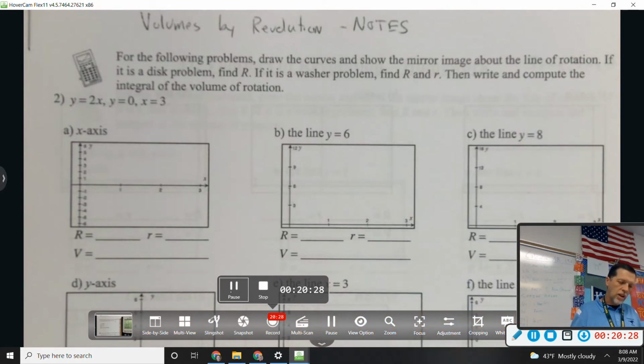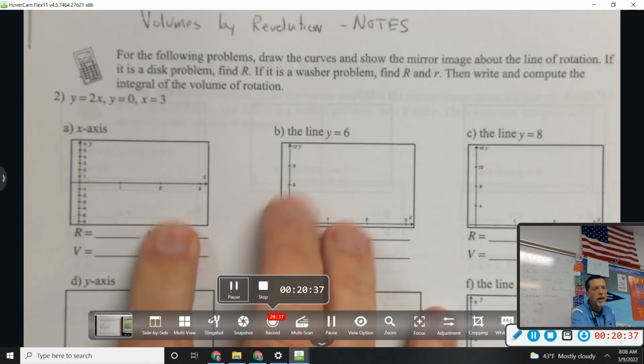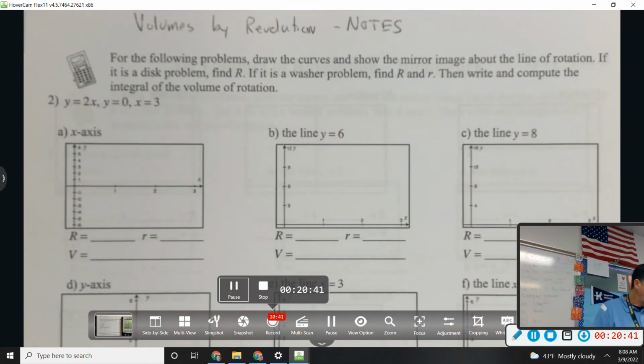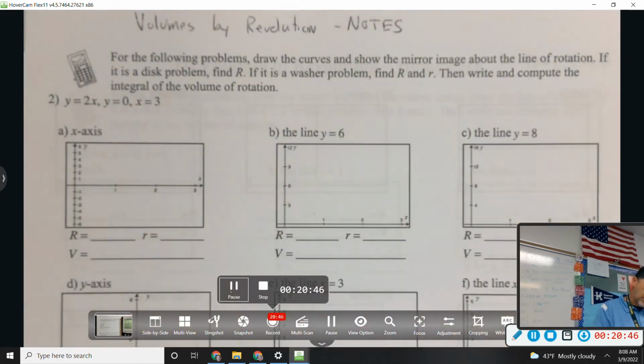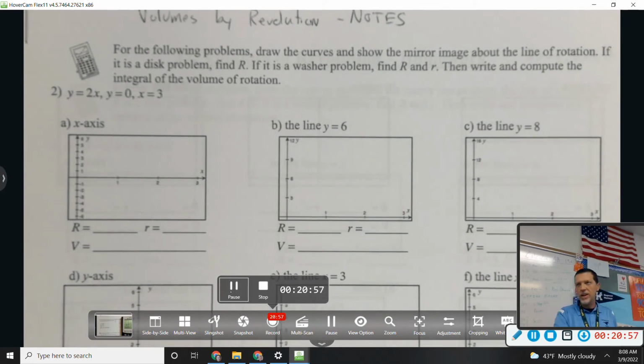And so all of these have a blank for big R and little r, but sometimes there is no little r because it's a disk, not a washer. Again, I don't know how many of these we'll get through. We'll get through some of them. We'll probably do all of number 2, and then we'll just kind of hop around and see where we go. But online, I've got all of this with answers, all of the examples done, and all of the homework done. So if you want to see tons of examples, they're there.